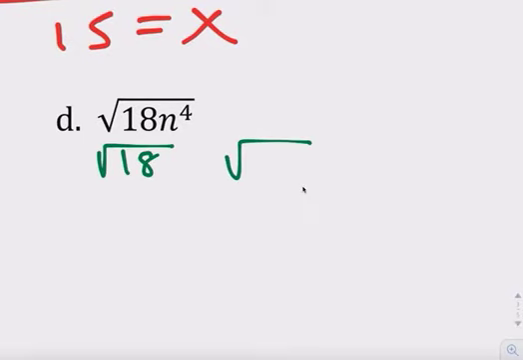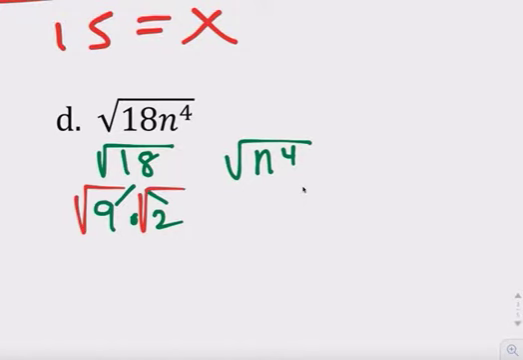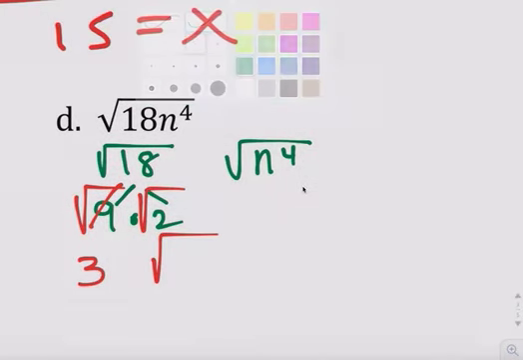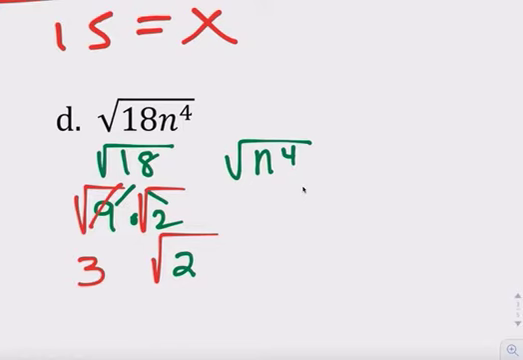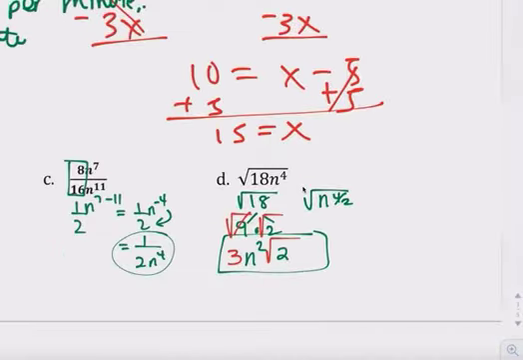Okay, this one here, this is the square root of 18 n to the 4th. Square root of 18 is 9 times 2. Take both square roots. Square root of 9 is 3. Square root of 2 is unknown, so stay the square root of 2. And then n to the 4th, you divide by 2, you get n to the 2nd.